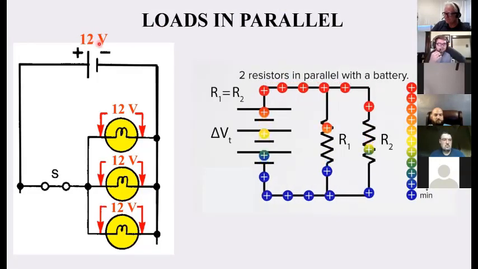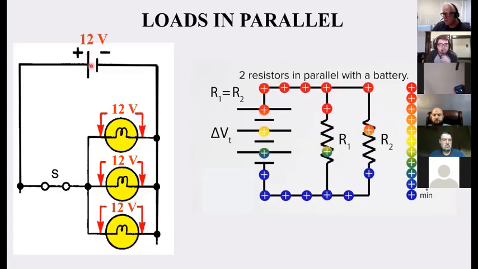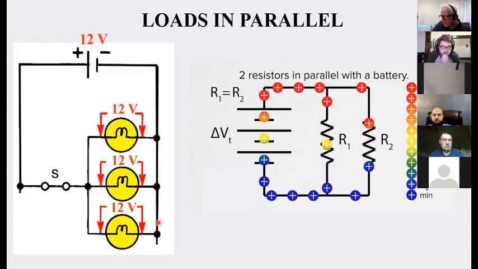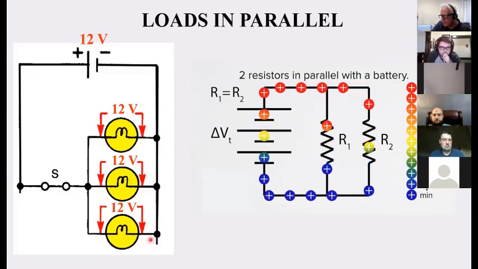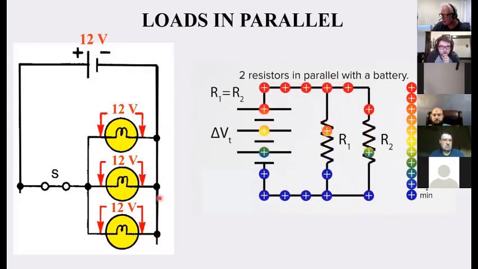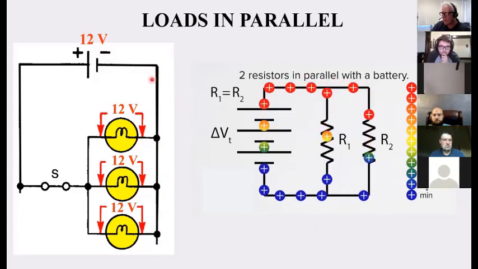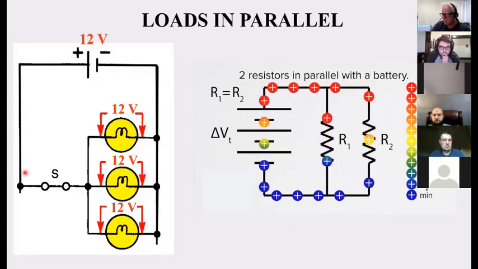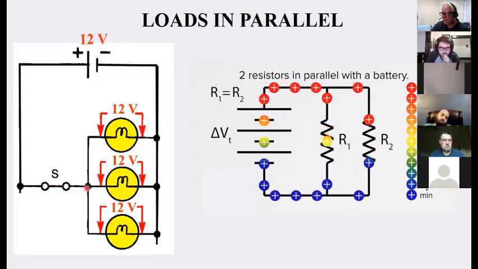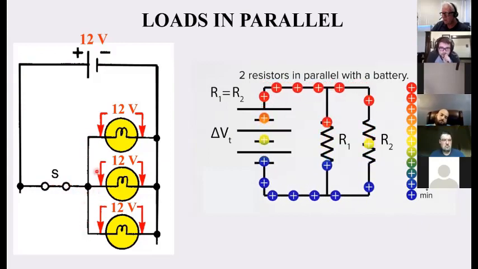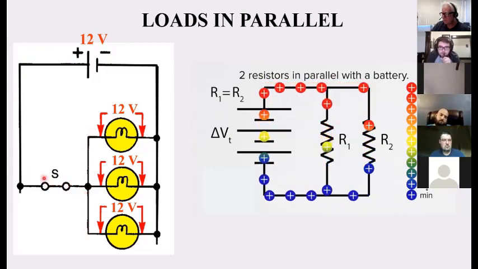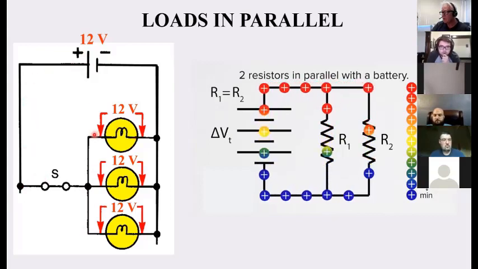Here we have loads in parallel. Notice that in parallel, this point and this point are all common, all the same point, all the way along here. It doesn't matter how long this line gets, in theory, it's all the same point. And on this side, because this is a closed circuit, these are all the same point. So this point, this point, this point is the same as this point, same as this point. So there's 12 volts across all of them.